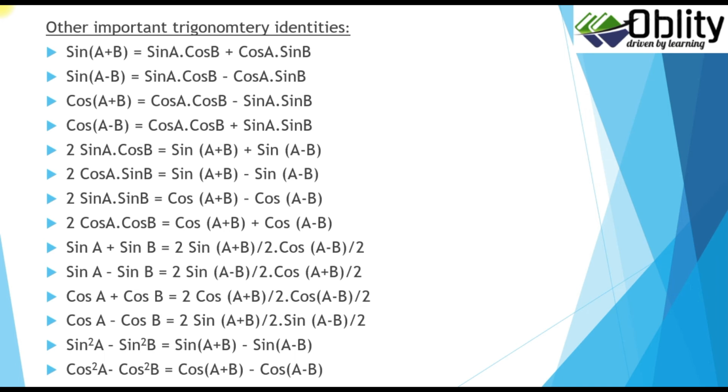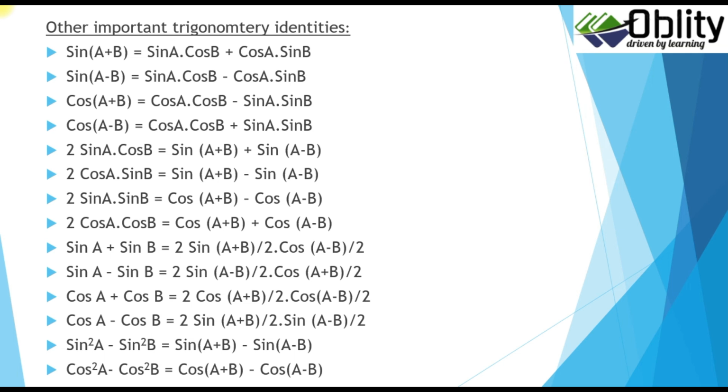Sin a plus sin b is equal to 2 sin((a + b)/2) cos((a − b)/2). Sin a minus sin b is equal to 2 sin((a − b)/2) cos((a + b)/2). Cos a plus cos b is equal to 2 cos((a + b)/2) cos((a − b)/2). Cos a minus cos b is equal to 2 sin((a + b)/2) sin((a − b)/2).